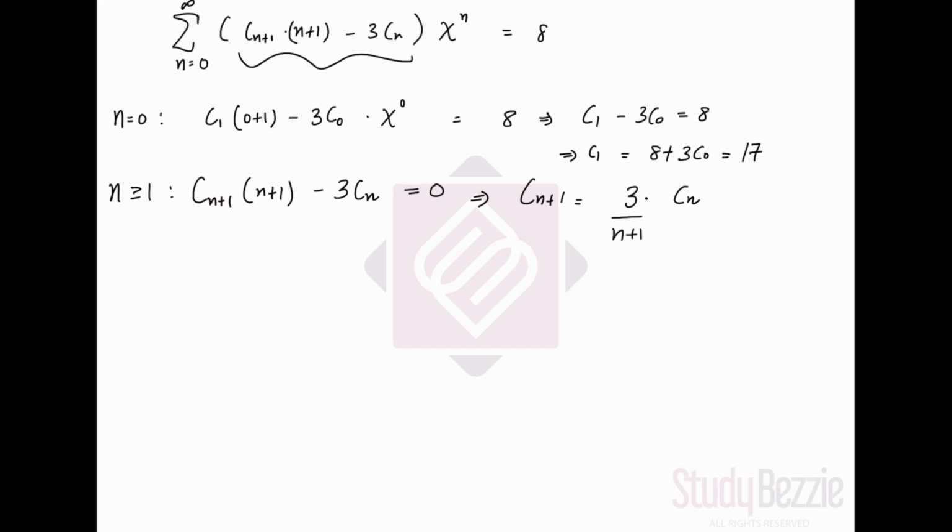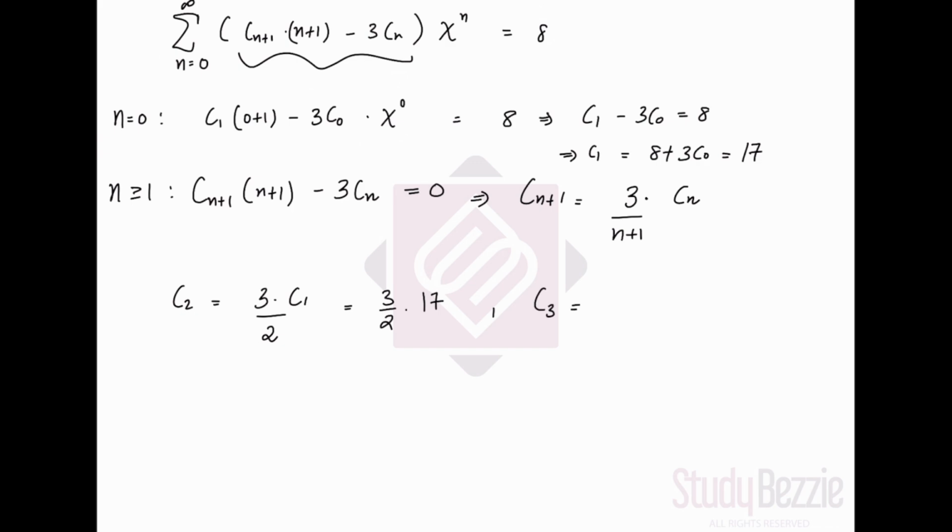So which means that if you want to find, let's say, C2, because we already found out C1, that would be equal to 3 times C1 divided by n plus 1, which is going to be just 2 as well. So it will be 3 over 2 times C1, which was already 17, so that's 17. Similarly, you can find C3 by using the same algorithm.